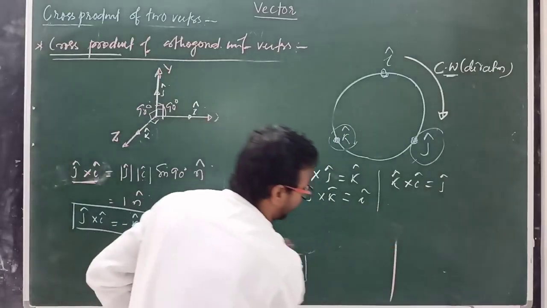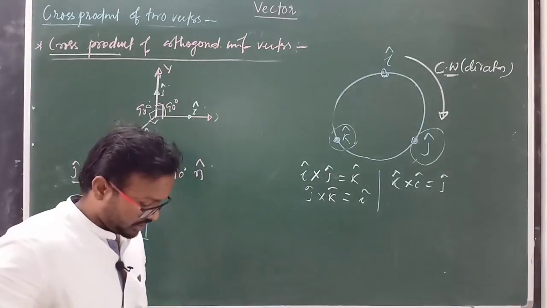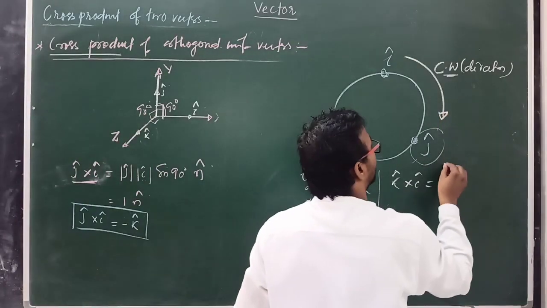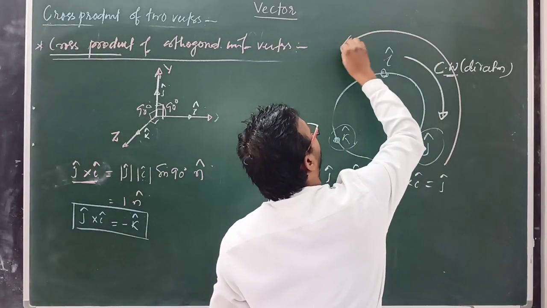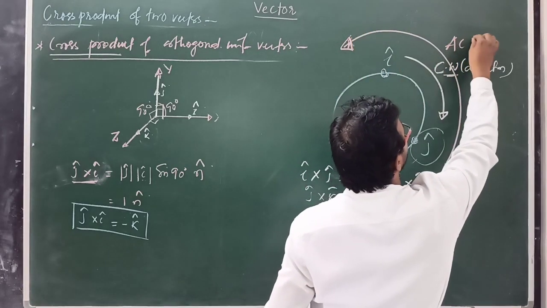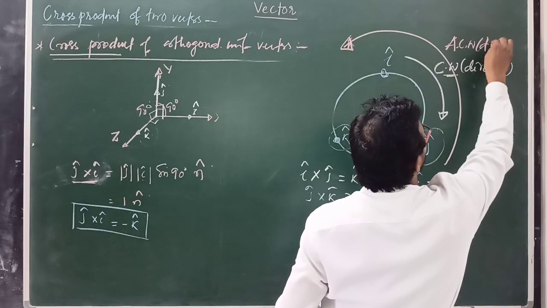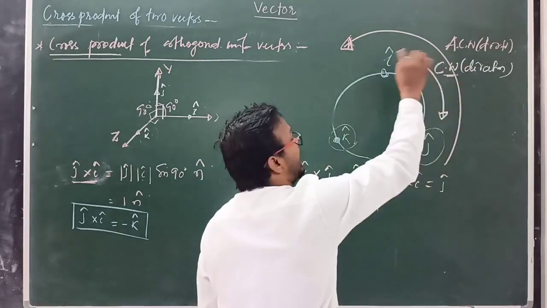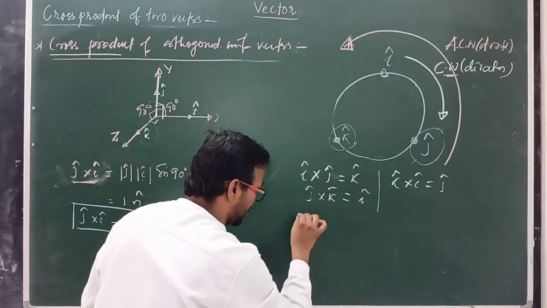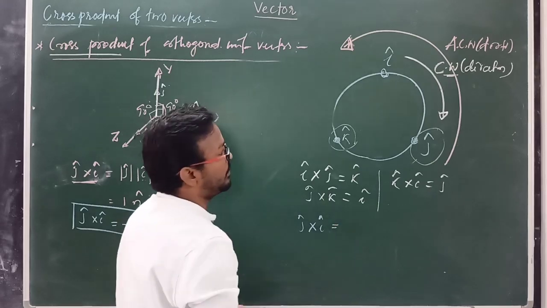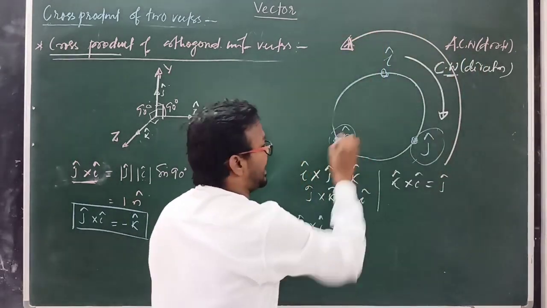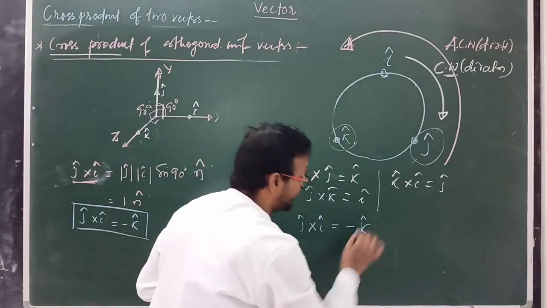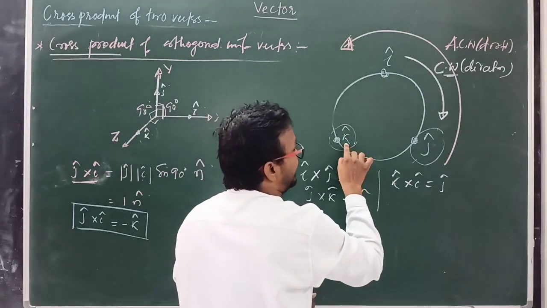But in the anti-clockwise direction, you have to remember, anti-clockwise direction means this direction. So in this case, when we multiply j cap cross i cap, which is the anti-clockwise direction, j cap cross i cap equals k cap, but you have to use a negative sign with the k cap.